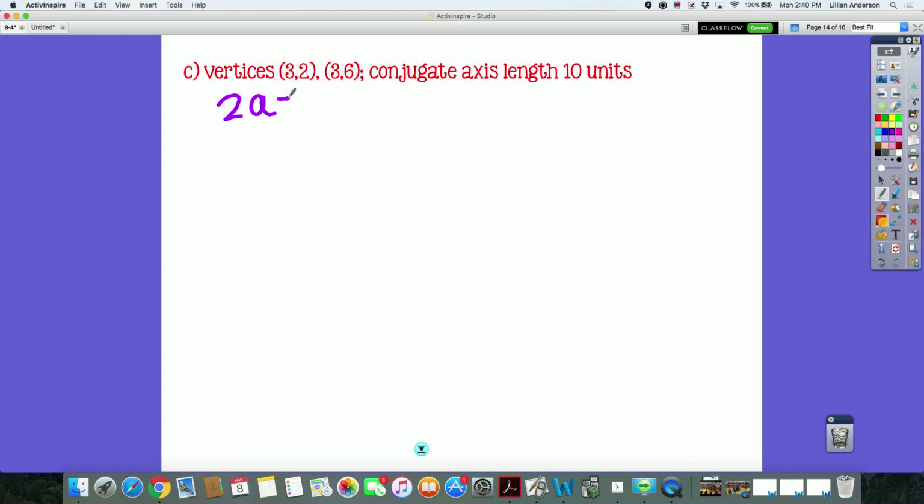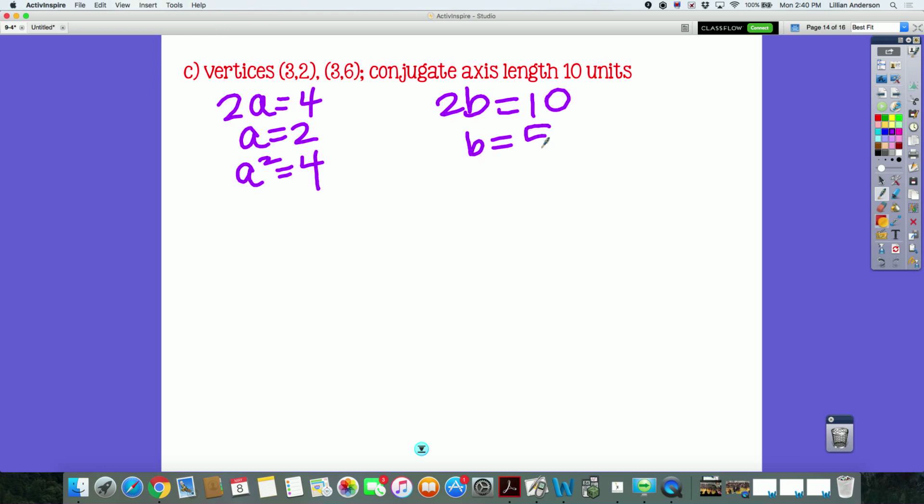So the vertices were equal to 2a. The distance between those 2 points is a total of 4 units. So a was equal to 2, which means that a squared is equal to 4. The conjugate axis was equal to 2b, so 2b had to equal 10, which means that b was 5, which meant that b squared was 25.